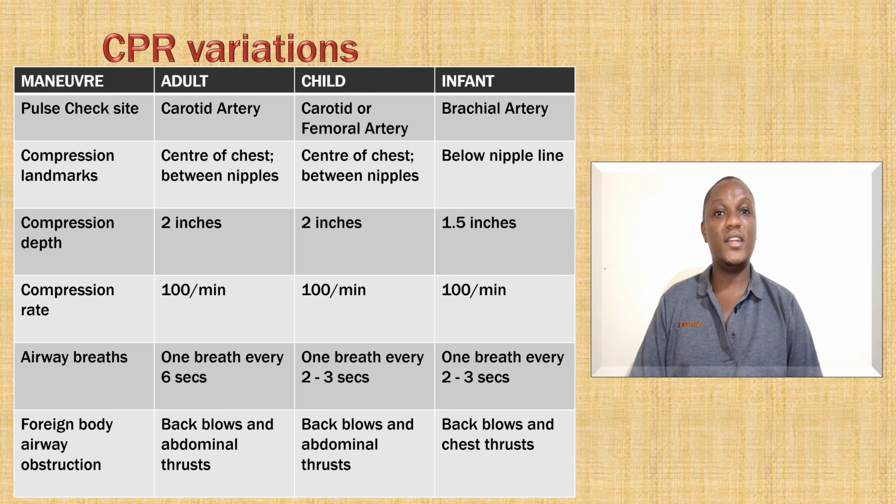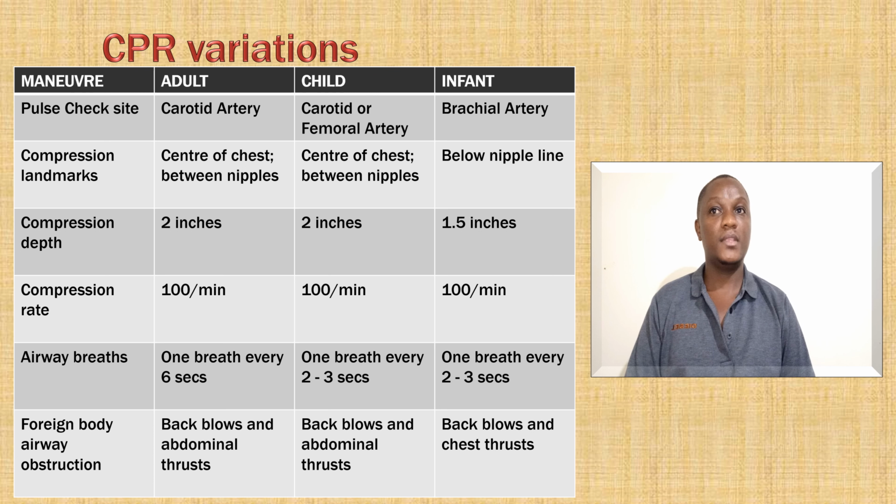Now let us look at different variations of cardiopulmonary resuscitation. We are going to look at the maneuvers used in adult, child, and infant. Where do you check the pulse? In adult, you check for the carotid artery pulse. For the child, carotid or femoral artery. In an infant, you check for the brachial artery.